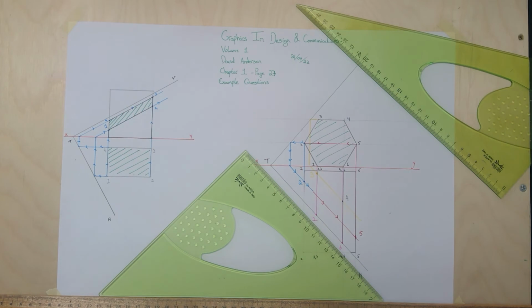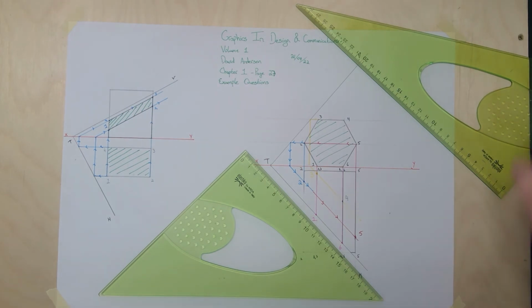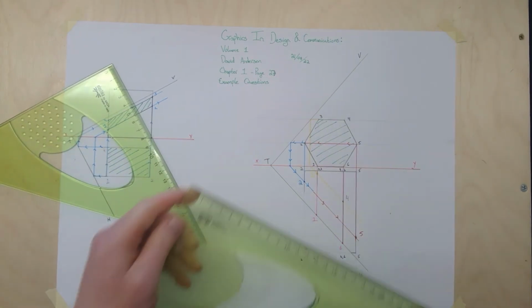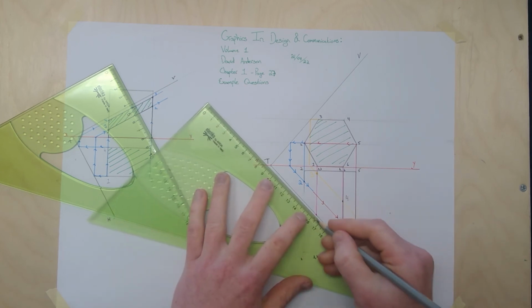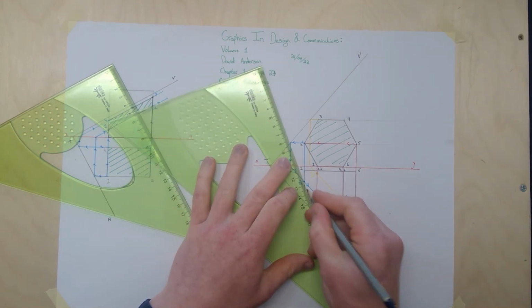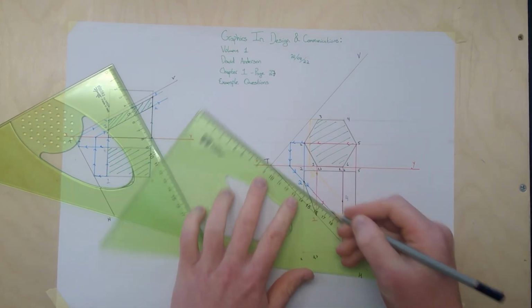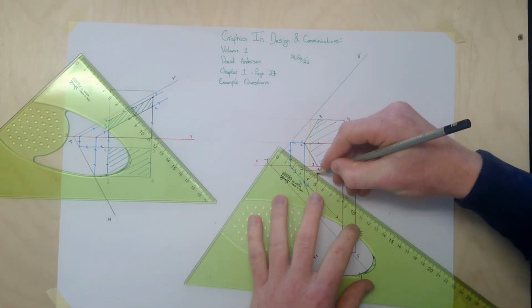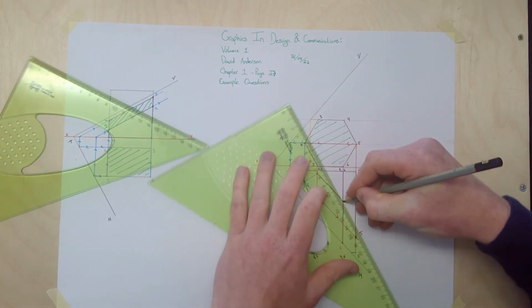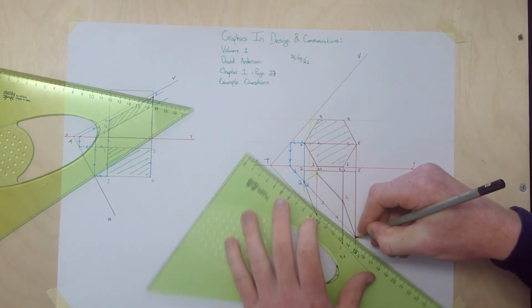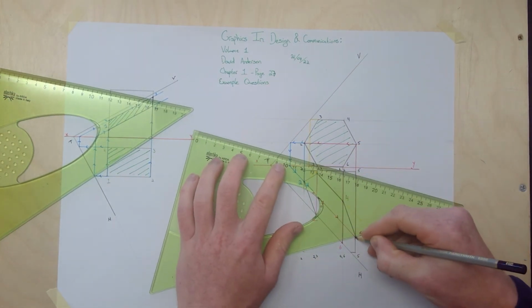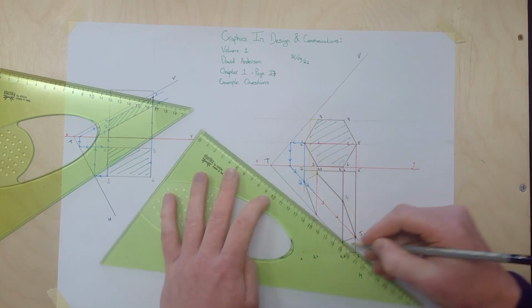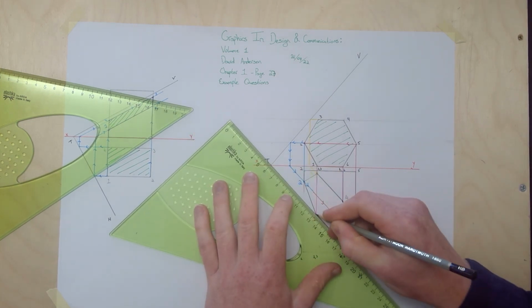So all I have to do now is get my darker pencil and join up my points here on the plane. So 1 to 2, 2 to 3, 3 to 4, 4 to 5, 5 to 6, and 6 then back to 1.